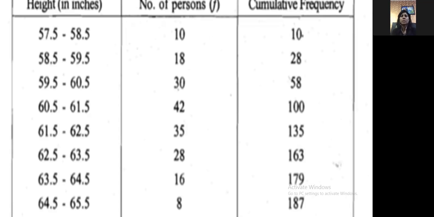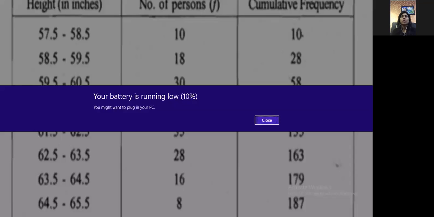Here is an example. We have the same example, where height is given in the form of class intervals and the number of persons, that is, the frequency. As we have to find the median to find Bowley's coefficient of skewness, we need the cumulative frequency first. The way of finding the cumulative frequency is to keep adding the succeeding frequency given in the frequency column. After adding 10 and 18, we get 28; 28 plus 30 gives 58; 58 plus 42 gives 100; 100 plus 35 gives 135, and so on. We will find all the cumulative frequencies, and after that we will find the value of the median.